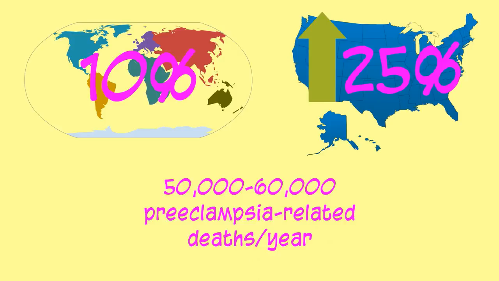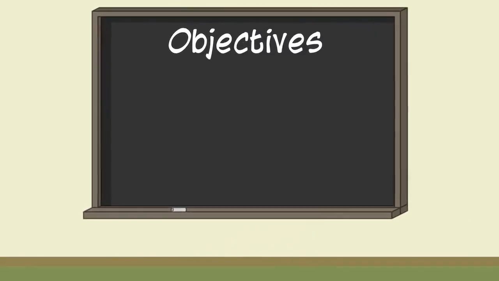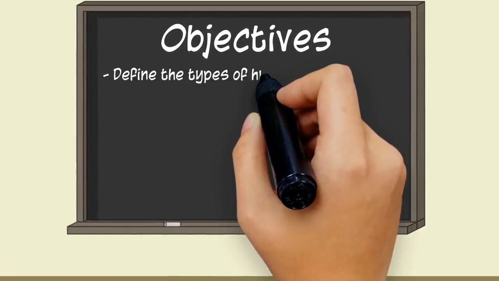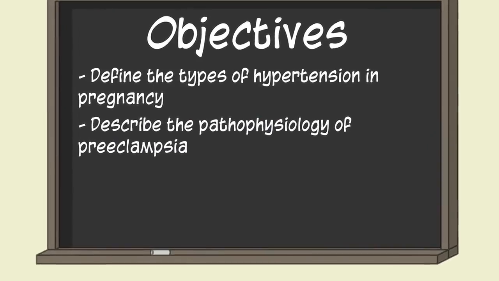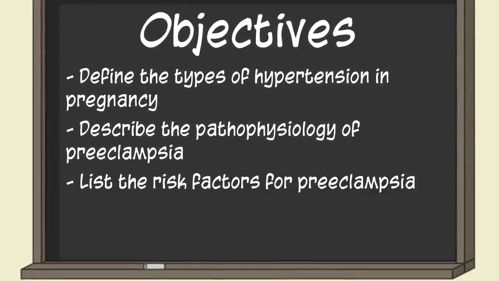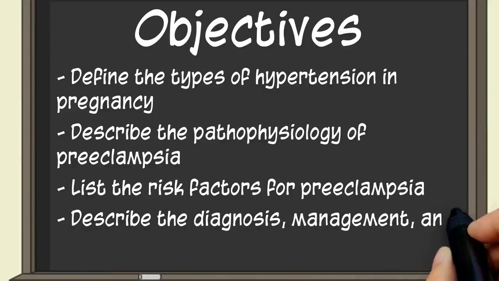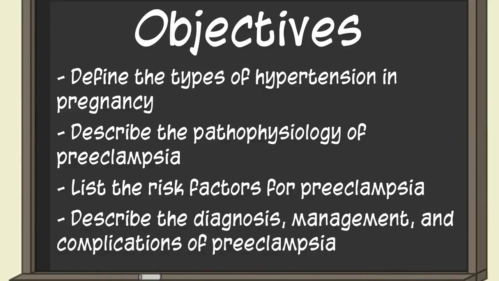per year worldwide. The objectives of this video are to define the types of hypertension in pregnancy, describe the pathophysiology of preeclampsia, list the risk factors for preeclampsia, and describe the diagnosis, management, and complications of preeclampsia.